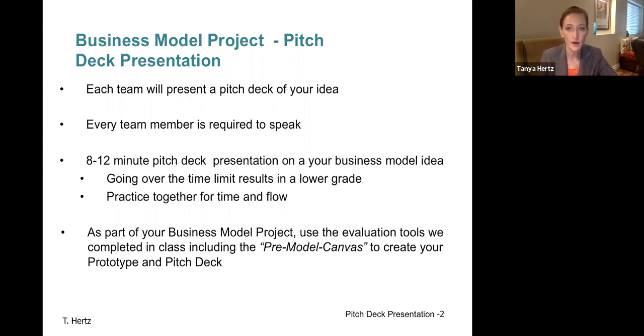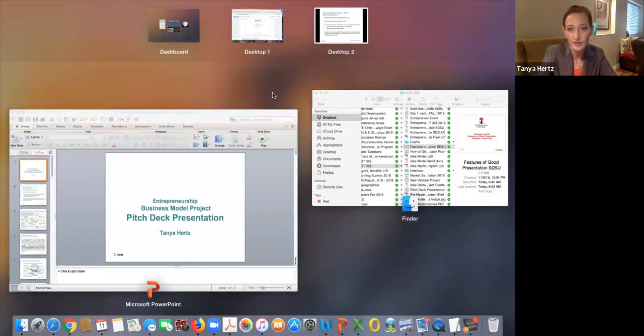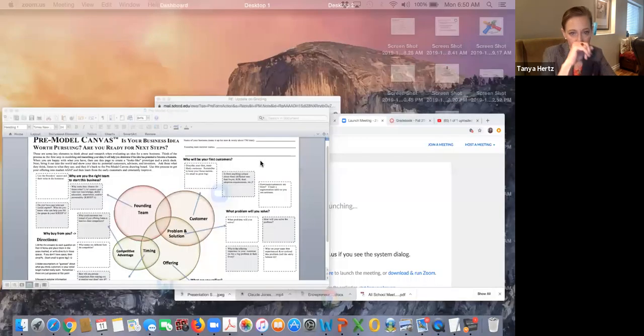And the way that you are building out the content of your pitch deck presentation is you're using all of the evaluation tools that we use in class, but primarily all of them go towards filling out that pre-model canvas, which I should show you where that is. The pre-model canvas, where do I have it here? No, it's not there. Maybe over on this slide, right there it is, pre-model canvas.